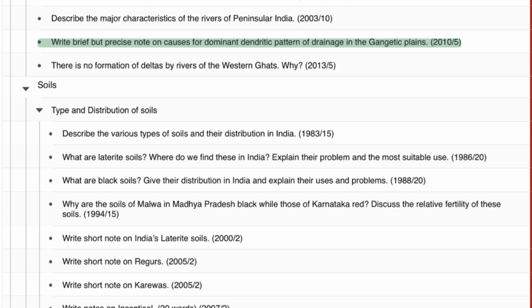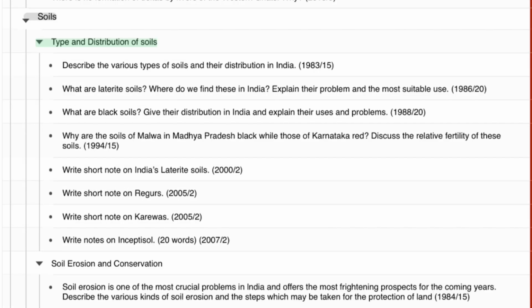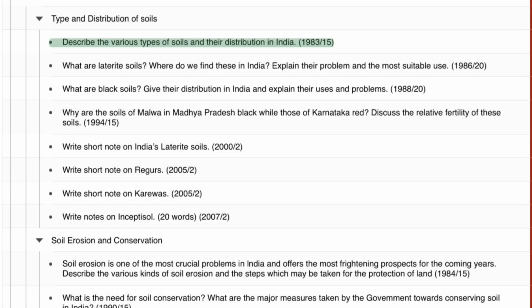2010, 5 marks. There is no formation of deltas by rivers of the Western Ghats. Why? 2013, 5 marks. Soils. Type and distribution of soils. Describe the various types of soils and their distribution in India.